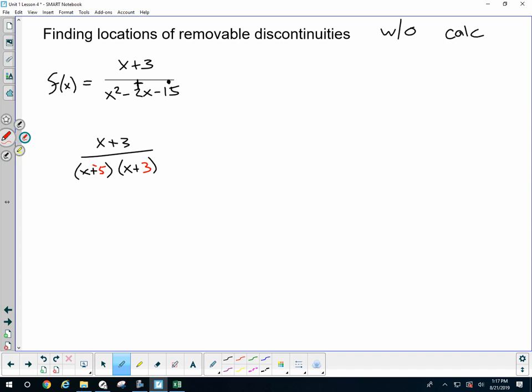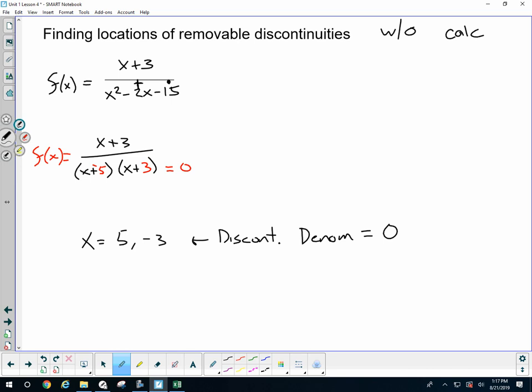Okay, so I factored. Why did I factor? Because I want to figure out when denominators equal 0. And immediately I can say I have a discontinuity at 5 and negative 3. It's a discontinuity because the denominator equals 0. Okay, so that's one thing I'm going to do. I'm going to find the locations of discontinuities.